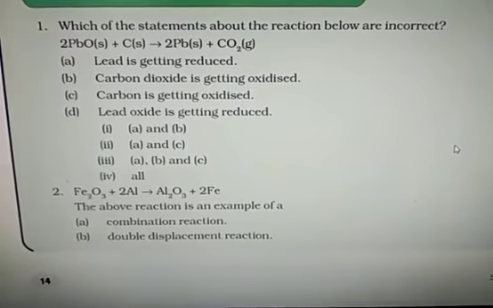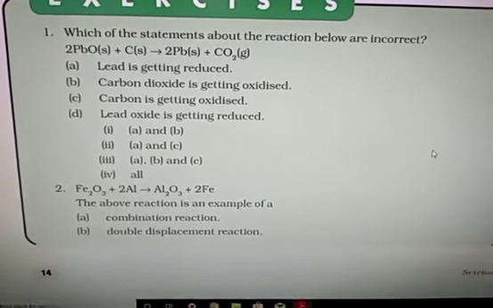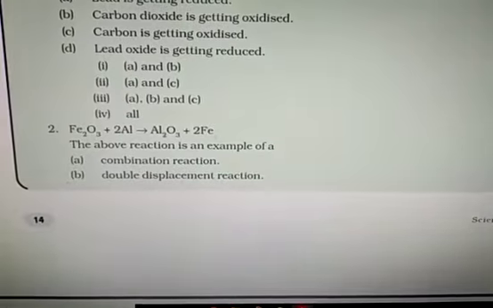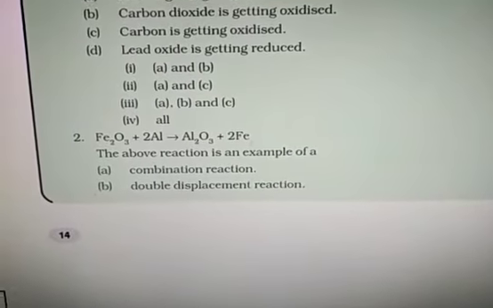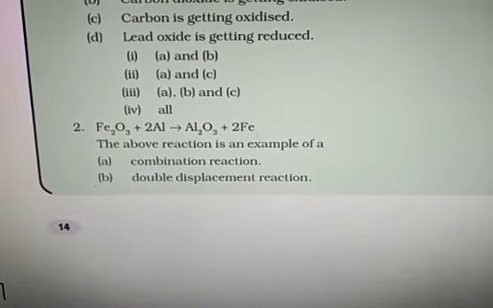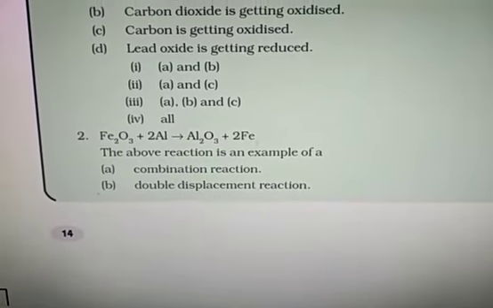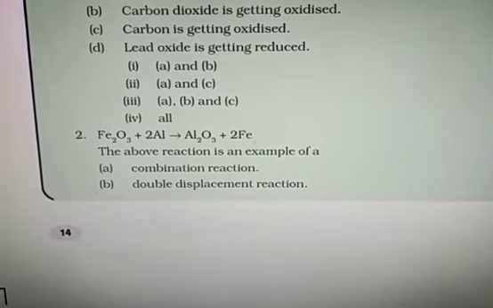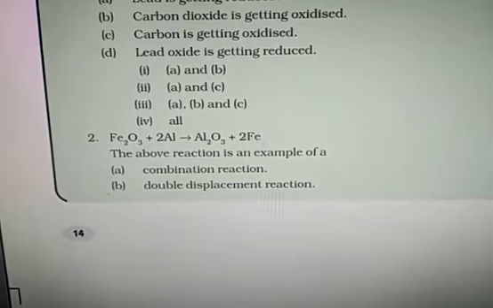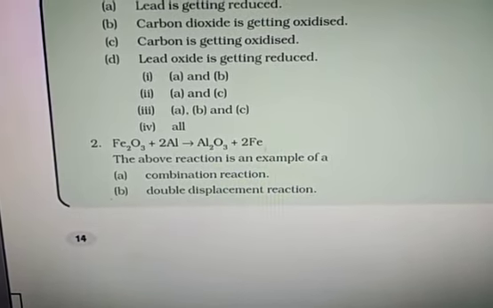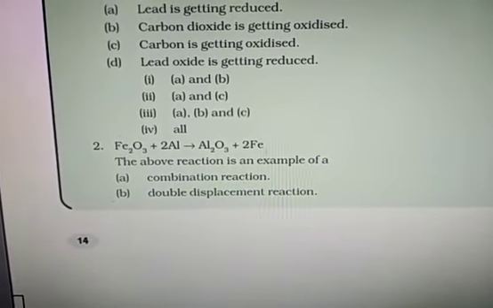Now come to the next question. Fe2O3 plus 2Al changes into Al2O3 plus 2Fe. Now student, listen very carefully. You have to explain each and every line in your NCERT book. So focus on this equation first. This is a very, very important reaction. Its name is thermite reaction.